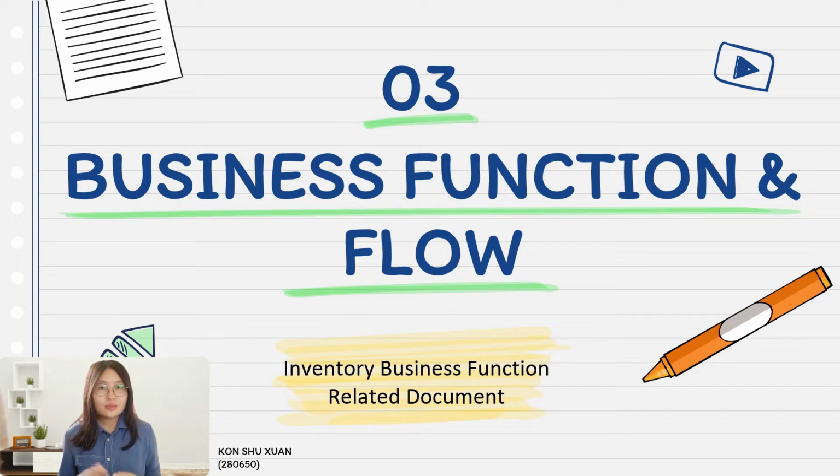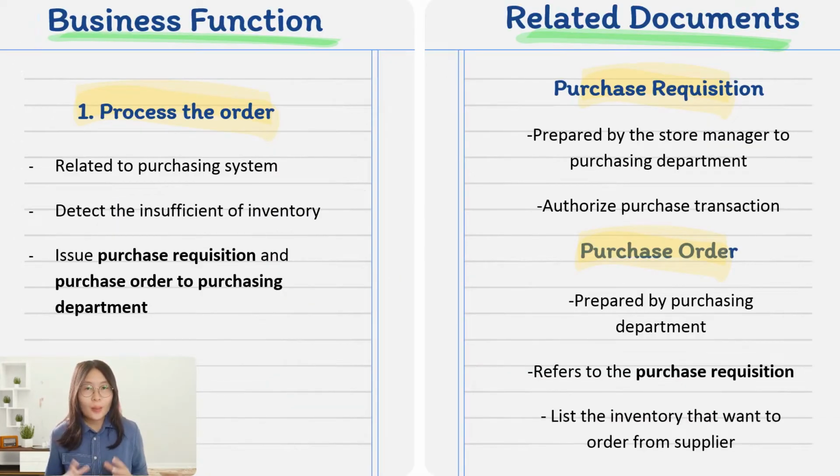Now, I will present the business function and flow for inventory. So the first step is to process the order. The store manager or the computerized system will detect the amount of inventory. When they find that the inventory is low in amount, they will issue a purchase requisition to the purchasing department for requesting the purchasing of the inventory. Then, the purchasing department will issue a purchase order according to the purchase requisition to the supplier.